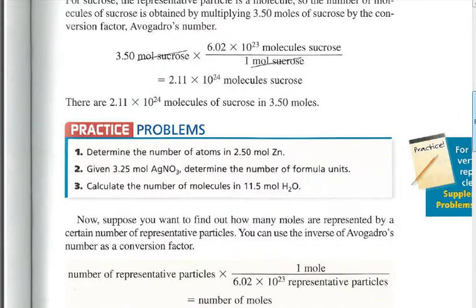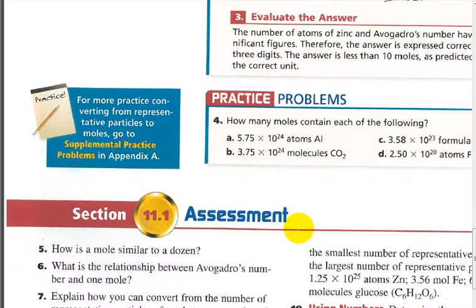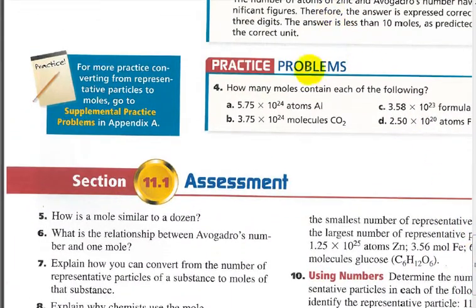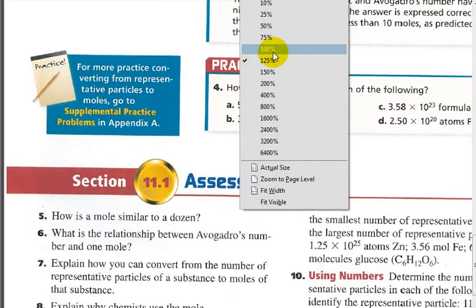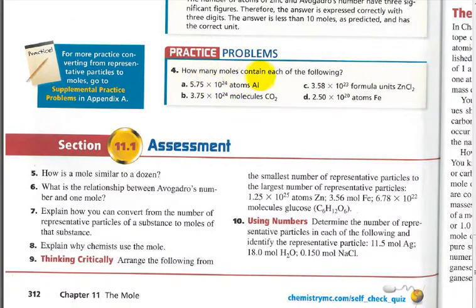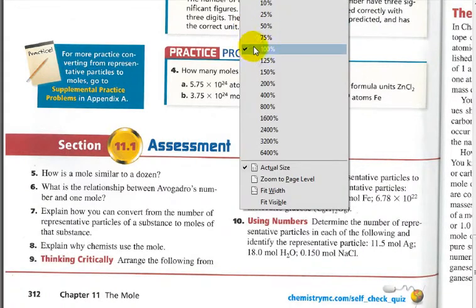We're going to look at question number 4 now, which is over here. I'm going to have to make this a little bit smaller so we can see it. So question 4, how many moles are in each of the following? So 5.75 times 10 to the 24 atoms of aluminum. So aluminum is just a single element, so it's called an atom. This many molecules of CO2. This many formula units of zinc chloride. And zinc chloride is a metal and a non-metal, so it's a formula unit. And lastly, atoms of iron. Okay, so we're going to be looking at that.